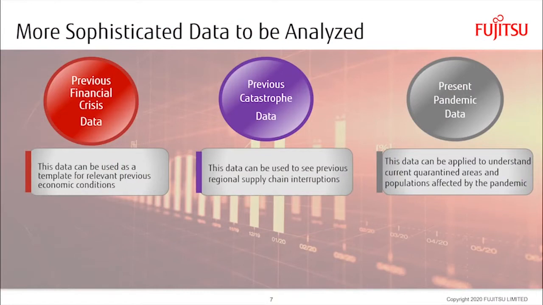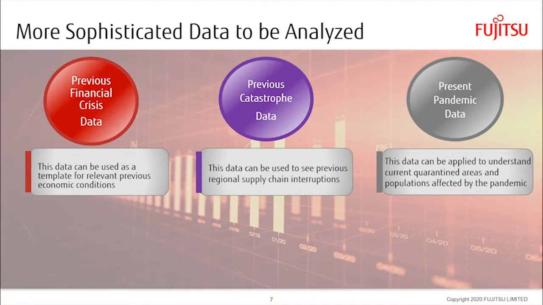Starting from the left-hand side, the red circle, the previous financial crisis data can be a template for relevant previous economic conditions. You can learn from that data. And move to the middle, the purple circle. The previous catastrophe data can show you the previous regional supply chain interruptions to help you see the alternative suppliers, conditions, and processes that we have used before.